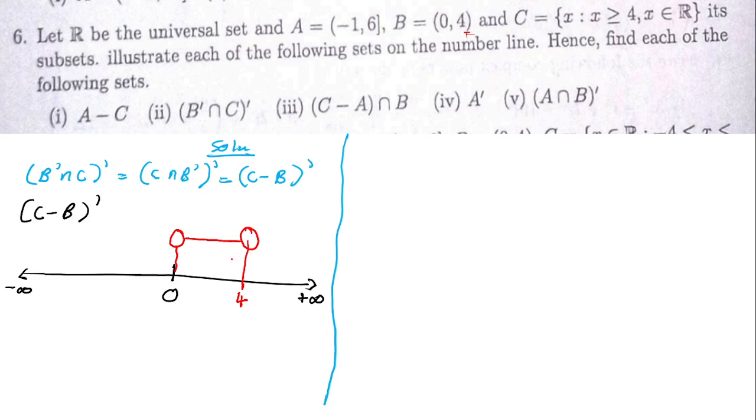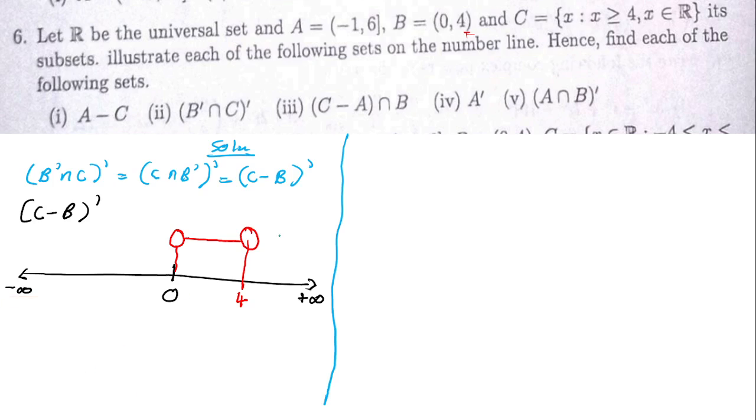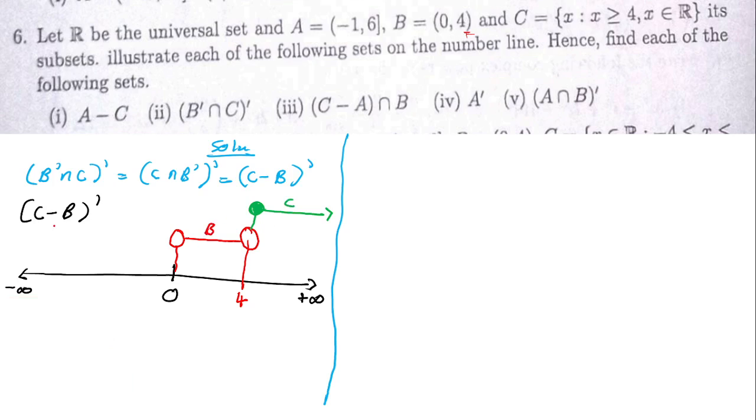Then I'll write set C on the same number line. So set C is starting from 4, but for set C, 4 is part of the answer. So I'll write the same 4 and put it on top of set B. So there, and then it will be shaded, and it will go this side. So this is set C, and the red guy is simply set B. So from what we have found, we are saying from C remove set B.